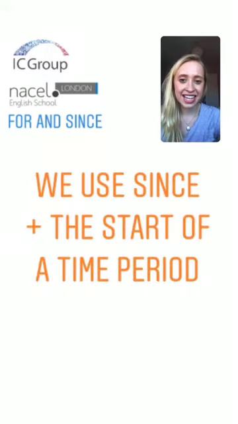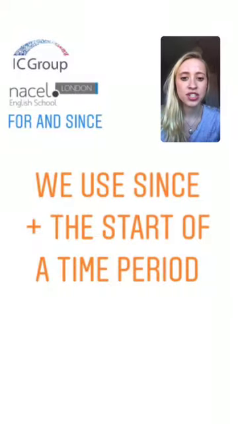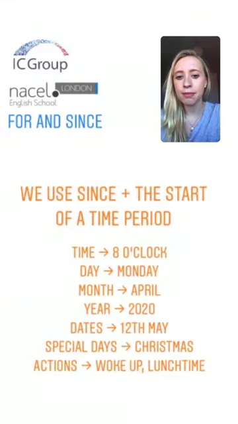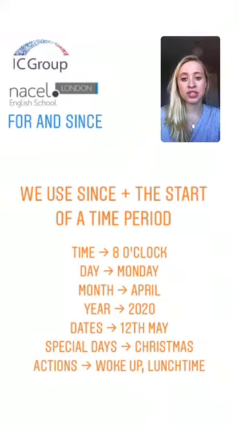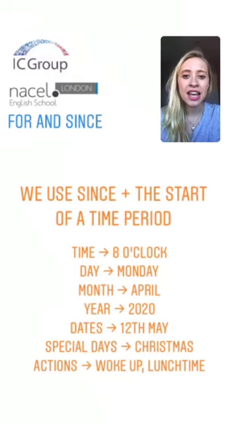So we use "since" to talk, for the same reason, about duration, but we use expressions to talk about the start of a time period. The examples here are a time, so you could say since 1 o'clock, 2 o'clock, 3 o'clock. For days, since Monday, since Tuesday, since Wednesday. For months, since January, since February, since March. For years, since 2020, for example, since 2019. For dates, since the 12th of May, as an example.